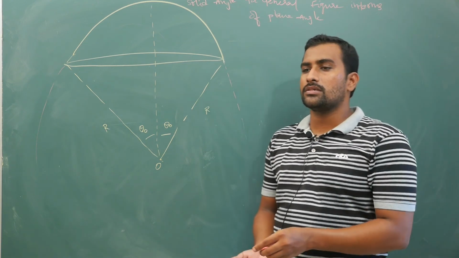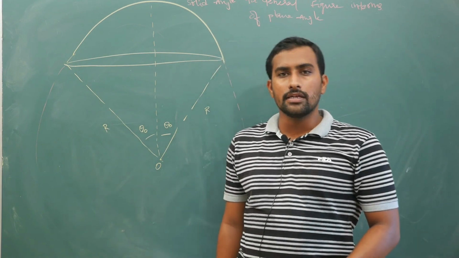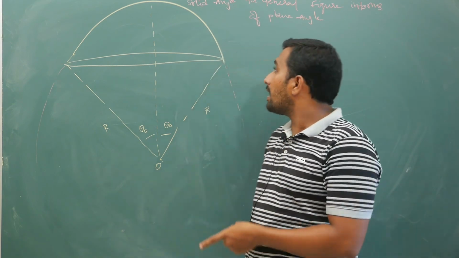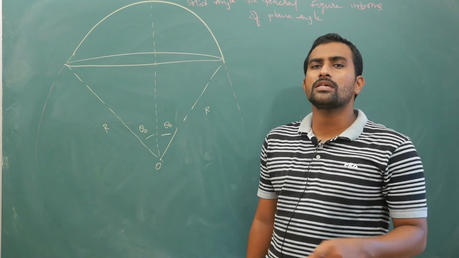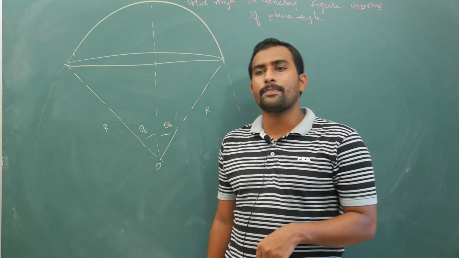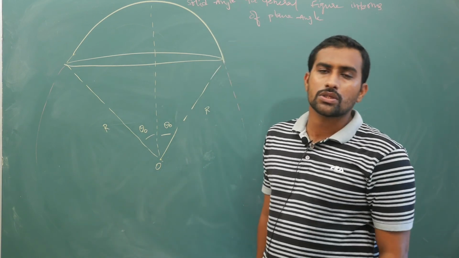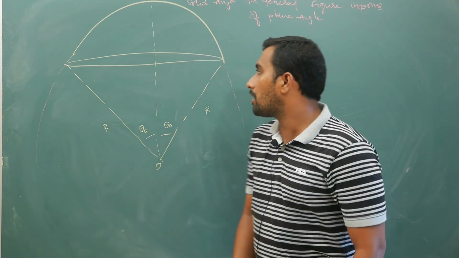What is the advantage of this? Maybe we cannot identify solid angle directly looking at the figure, but if we can get an expression relating solid angle and plane angle directly in the problems, what is it that we can do? We can substitute that plane angle into the required formula and get the solid angle. Once we know the solid angle, directly we can substitute and get the flux accordingly.